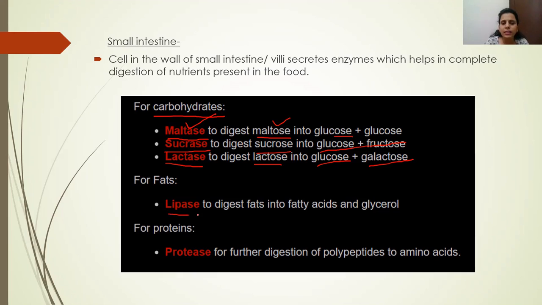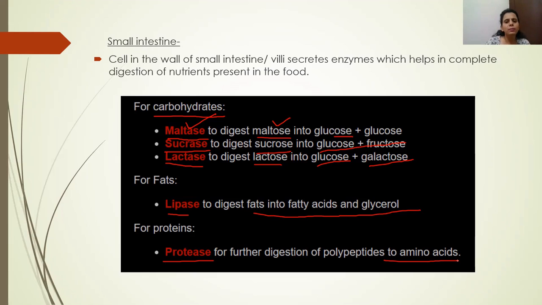For fats, lipase is again secreted, and this lipase completely digests fat into fatty acids and glycerol. And for proteins, a type of protease enzyme is released, and this protease enzyme will further digest polypeptide chains into amino acids. So remember, complete digestion of food occurs in the small intestine, and the cells present in the wall of the small intestine, or in the outermost layer of the villi, secrete the enzymes. The small intestine does not release any juice. The cells of the small intestine directly produce these enzymes and release them into the small intestine, and these enzymes completely digest the nutrients present in the food.